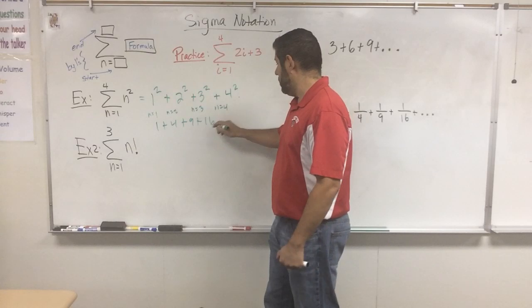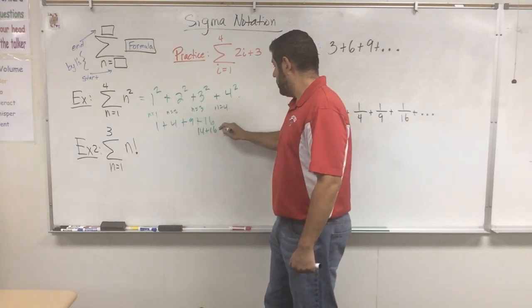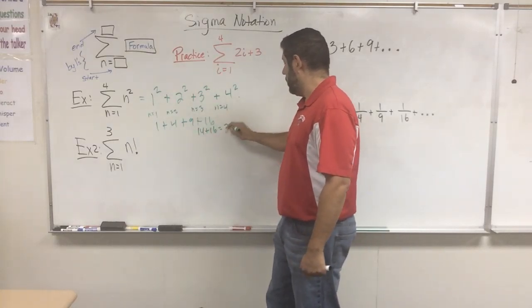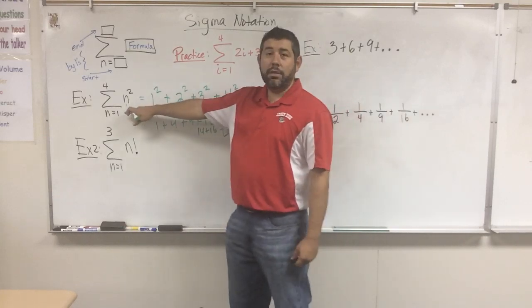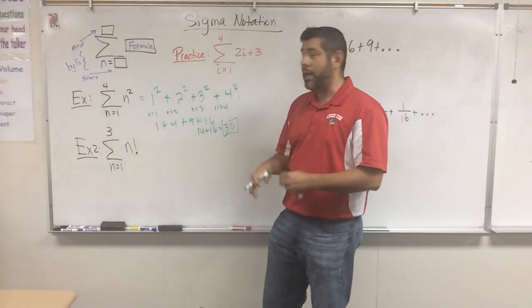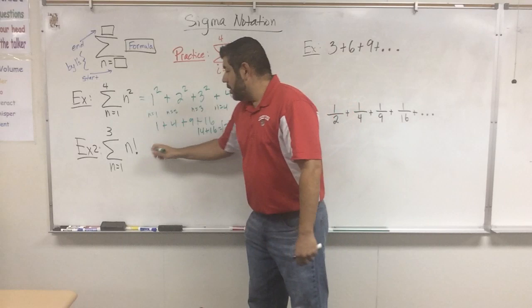Plus 16. And that's going to be 20. That's going to be 30. Okay? So this sigma here is going to be equal to 30 when we calculate it all out. All right, let's go ahead and do the next one.